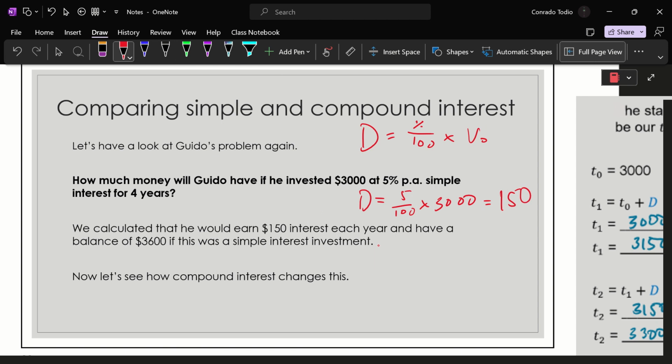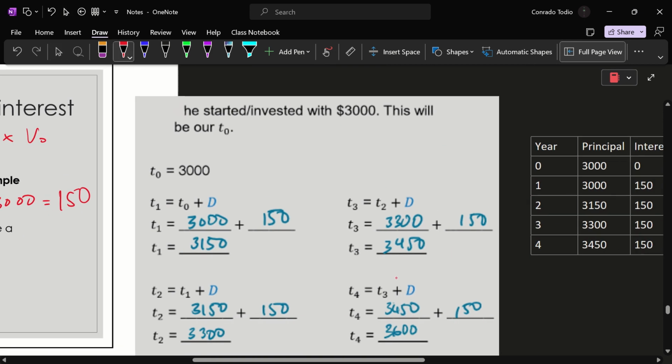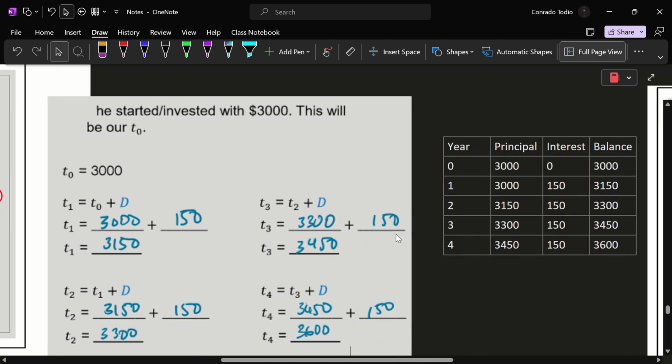No, not times. This is for simple. You're adding each time, with the common difference. So when he starts with 3,000, to get the next number, you have to add 150. So it's always the same amount. You can see here, it's always 150 when it's simple interest.